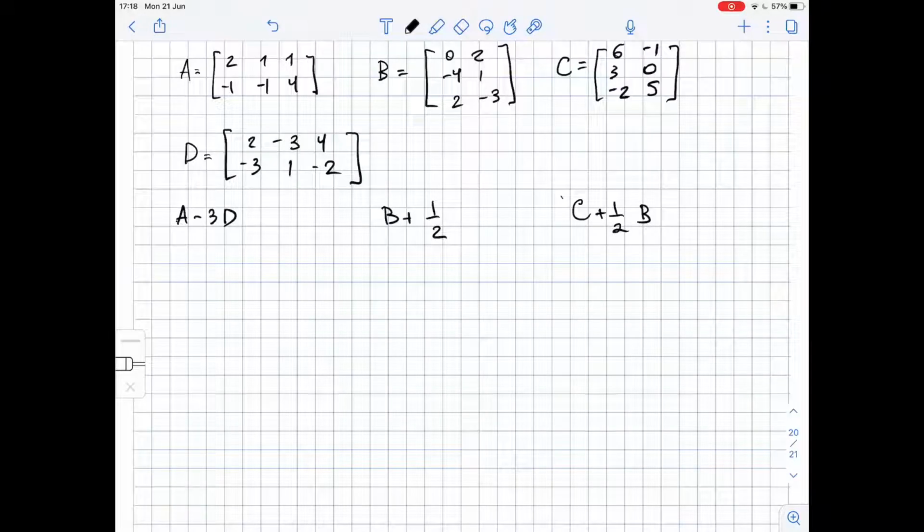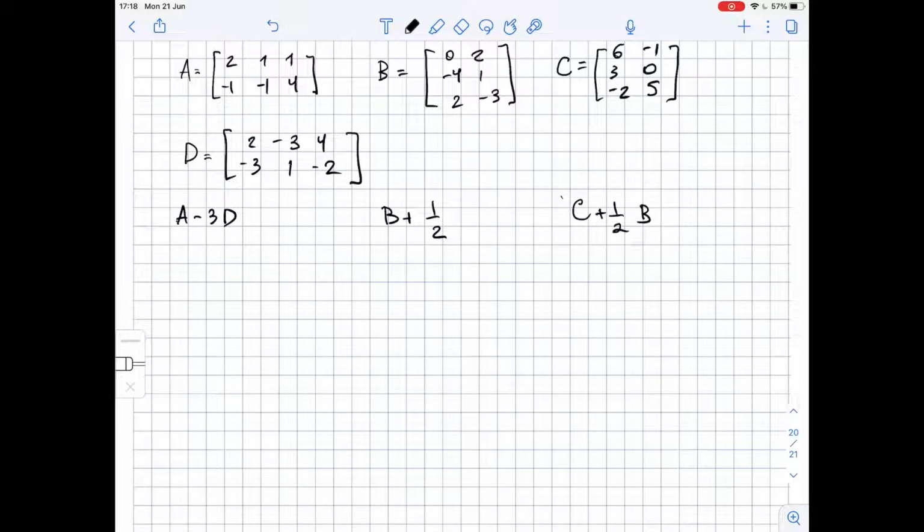So we are given matrices A, B, C, and D, and we need to find the value of the following expressions if possible. So let's start by calculating A minus 3D. The first thing that we need to remember is that in order to do the addition or subtraction of matrices, the matrices need to be of the same order.